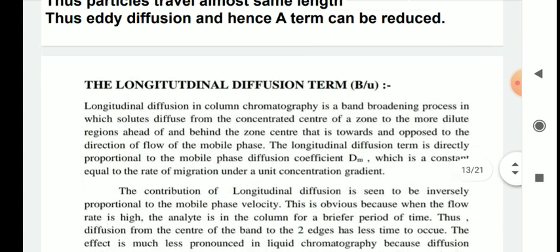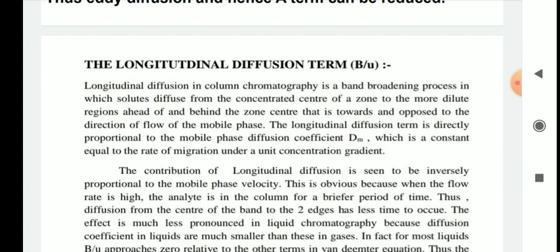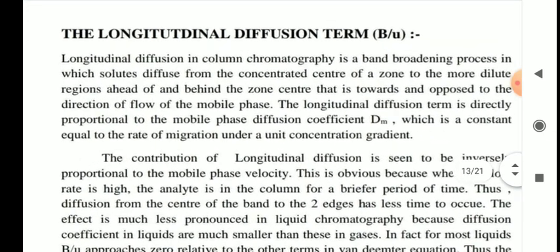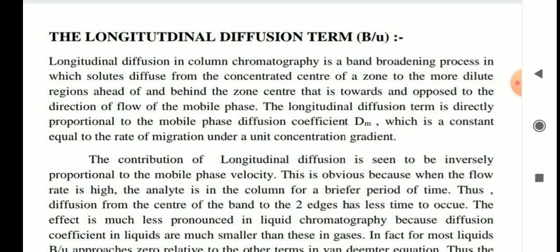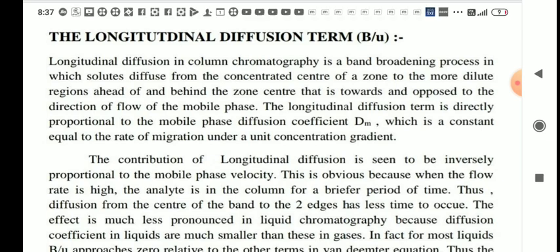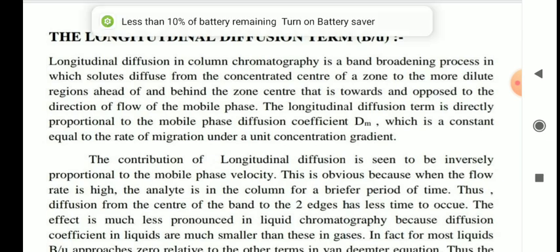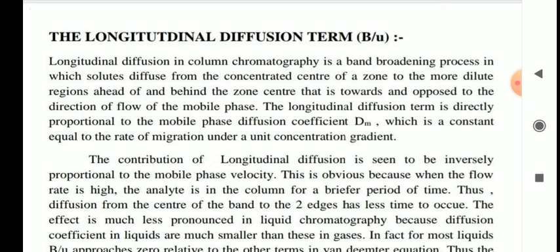Now the second term is the longitudinal diffusion, which is B by u. Longitudinal diffusion is a band broadening process in which the solute diffuses from the concentrated center of a zone to a more dilute region ahead and behind the zone center, that is, towards and opposed to the direction of flow of the mobile phase.